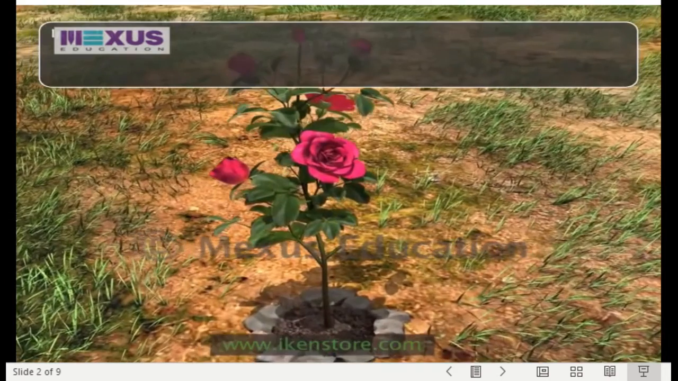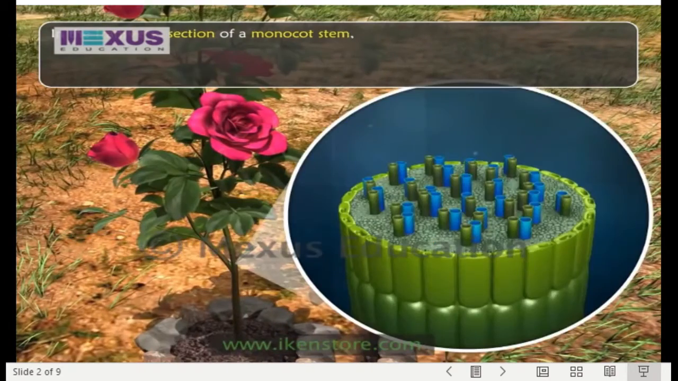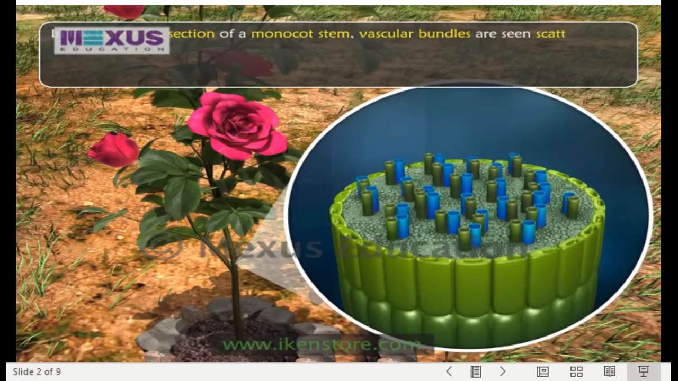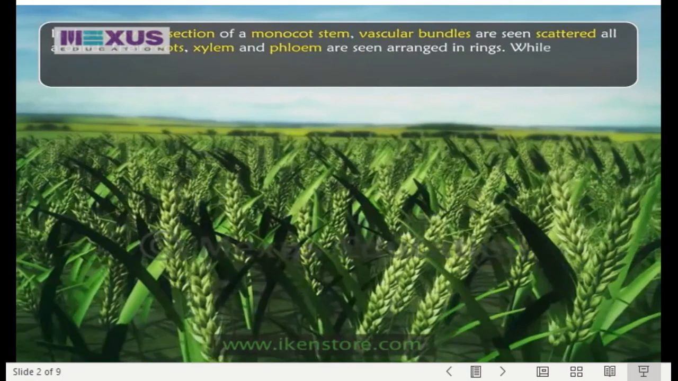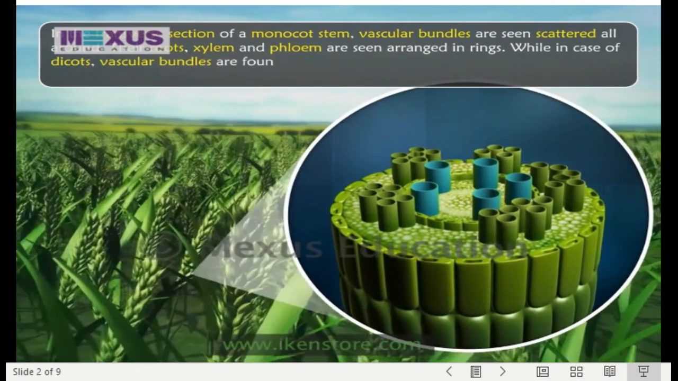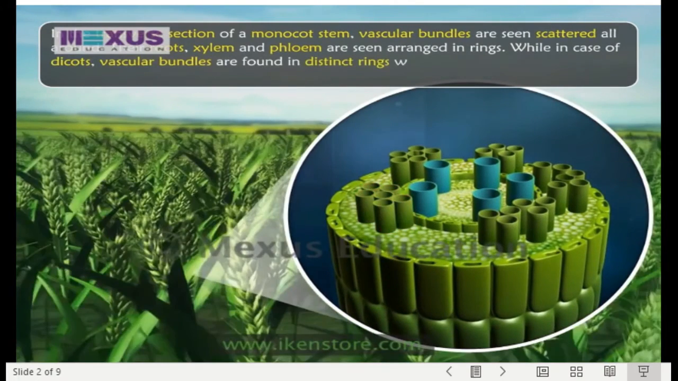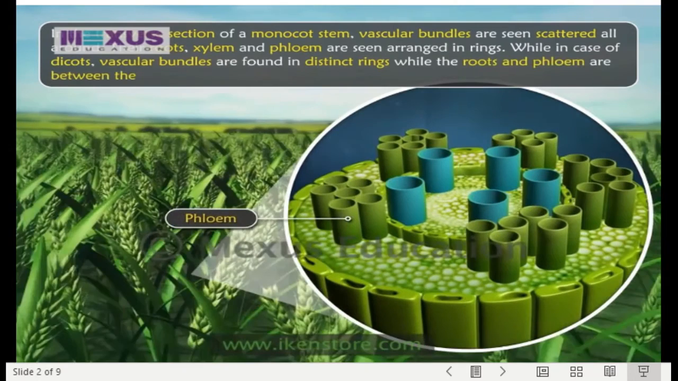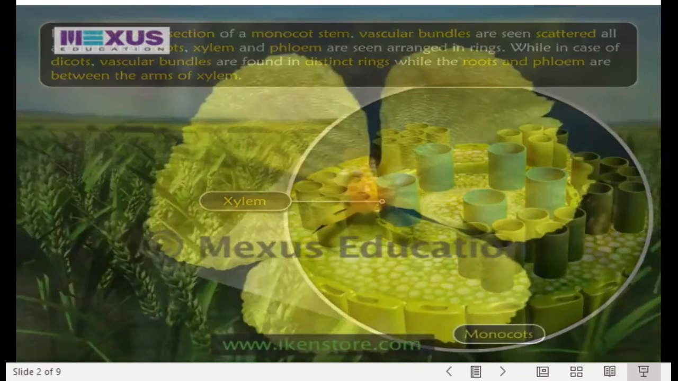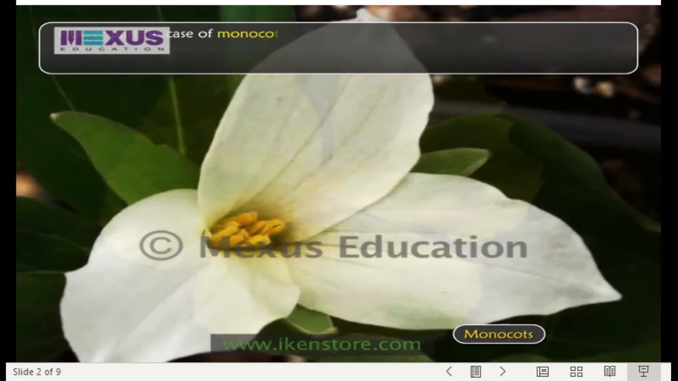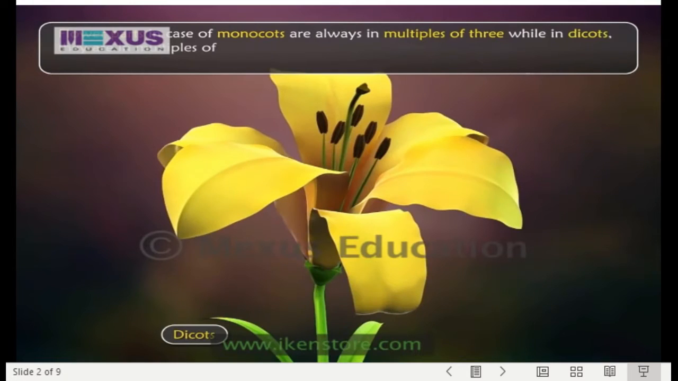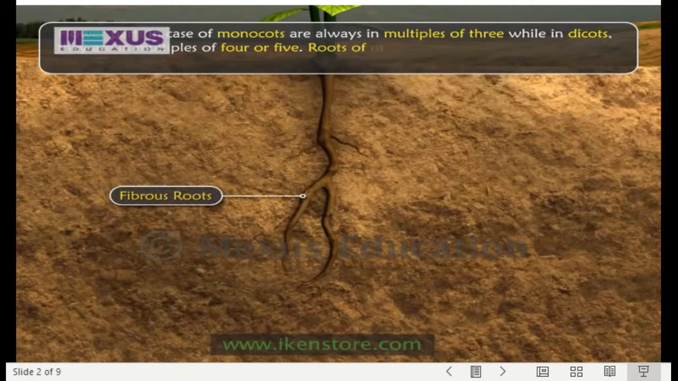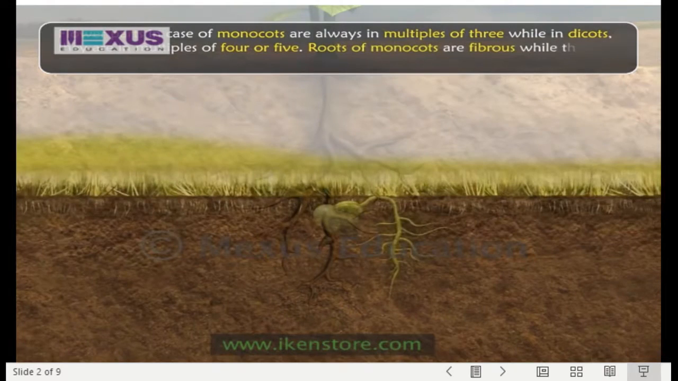In the transverse section of a monocot stem, vascular bundles are seen scattered all around. In their roots, xylem and phloem are seen arranged in rings, while in case of dicots, vascular bundles are found in distinct rings, while in roots, phloem is seen between the arms of xylem. Flower parts in case of monocots are always in multiples of 3, while in dicots they're in multiples of 4 or 5. Roots of monocots are fibrous, while the roots of dicots are tap roots.